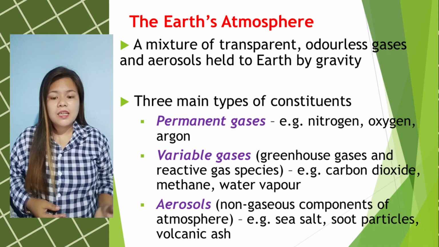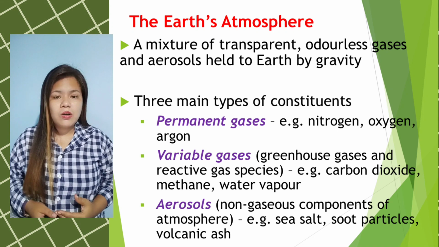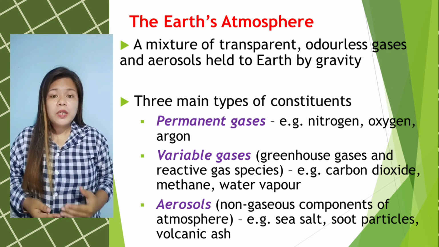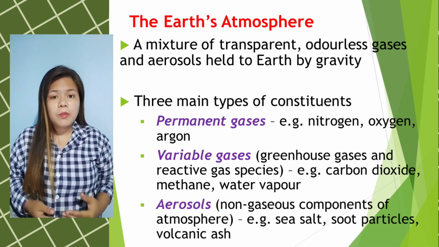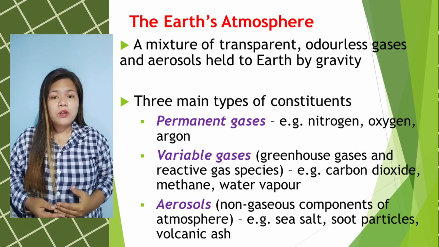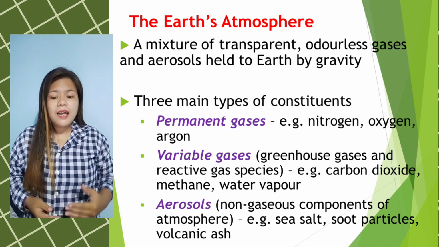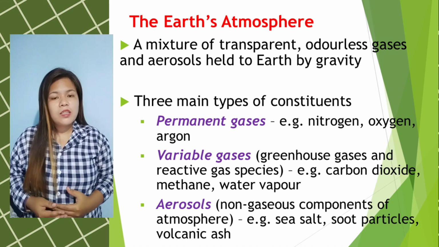The permanent gases. Examples are nitrogen, oxygen, and argon. We also have the variable gases, which comprise the greenhouse gases and reactive gas species. Examples are carbon dioxide, methane, and water vapor. And the last one is the aerosols, the non-gaseous components of the atmosphere. Examples are sea salt, soot particles, and volcanic ashes.